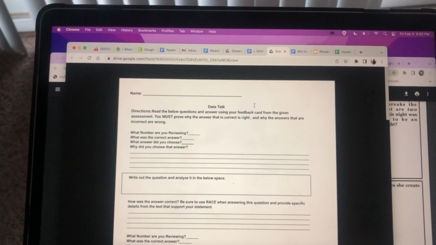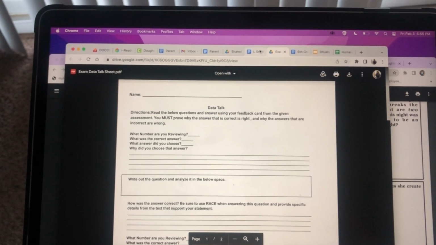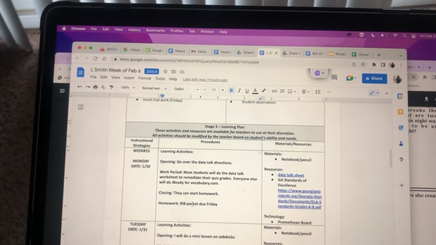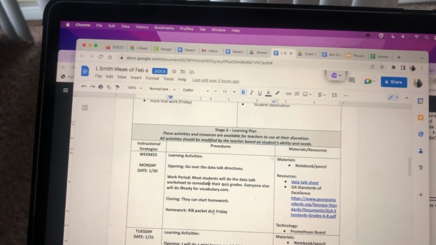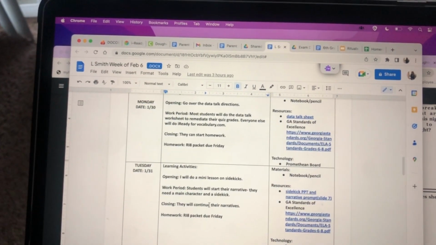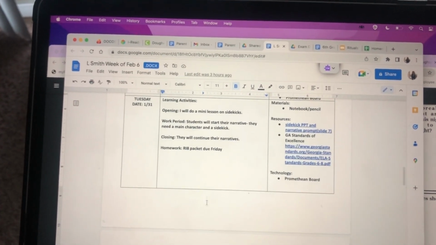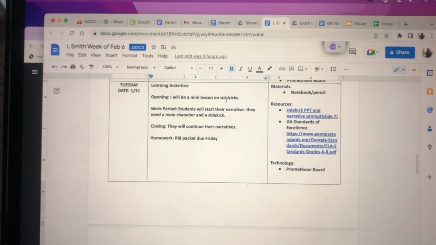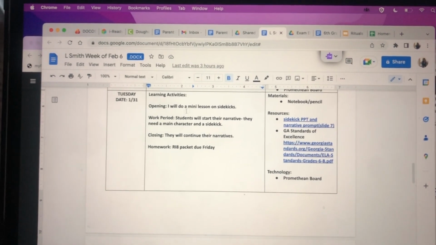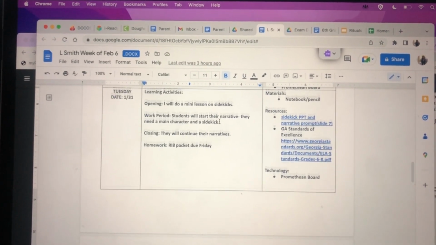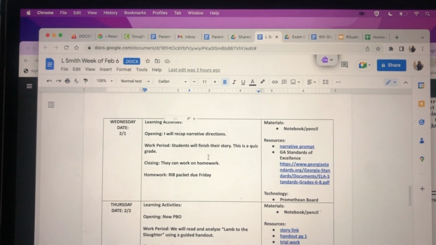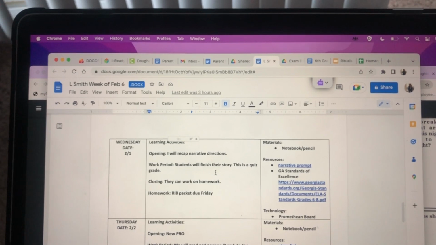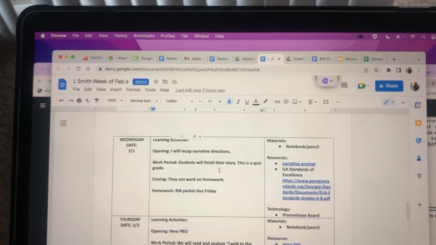And if they did pass, then they'll just work on iReady lessons. I will also give them a homework assignment, a homework packet that has to do with the standards they struggled with as well. And then Tuesday and Wednesday, that is when we will get to the story. So I will do a mini lesson on different kinds of sidekicks, and they will obviously choose one for their story. But after that lesson, they will actually start their story, and Wednesday they will finish their story. That will pretty much take up both of those days. It's a 3-paragraph story, not super long, but it definitely will take some thought.